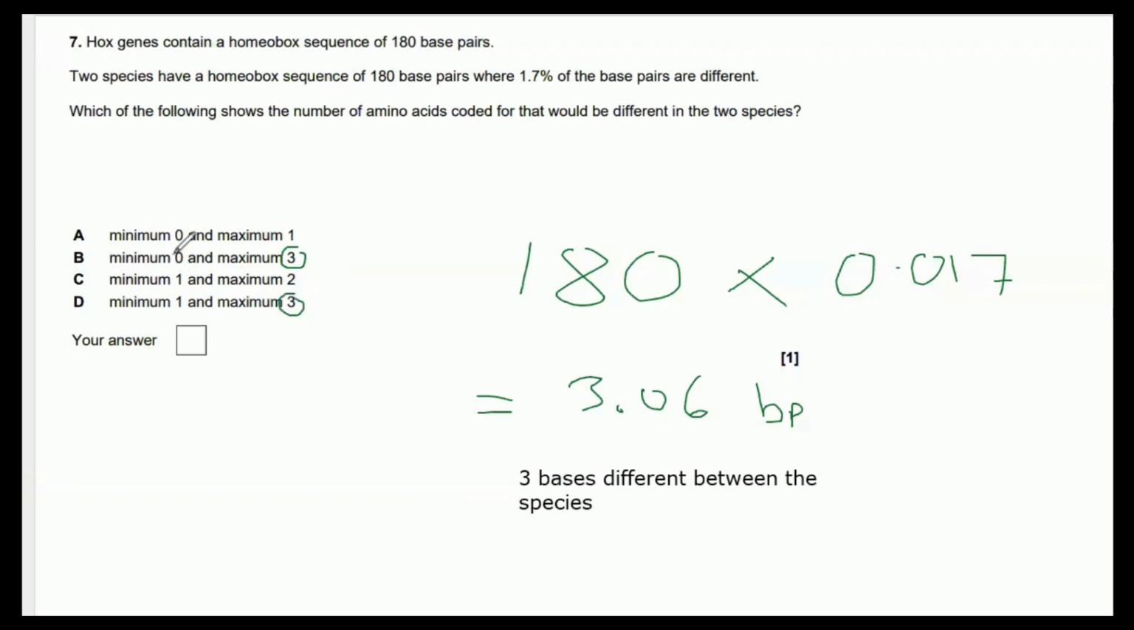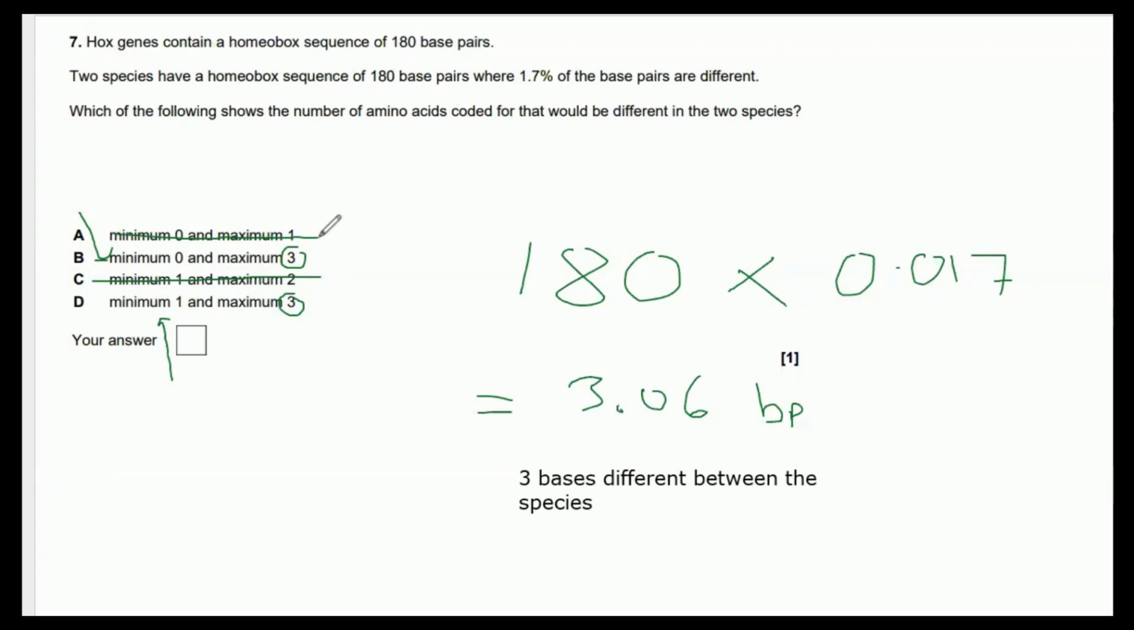But what's the minimum? Okay, so when we're looking at the minimum, I can get rid of this one here because we're changing 3 bases. So I must be able to have a maximum with 3 different bases out of the 180. If they're spread out, it's going to affect 3 different codons. Therefore, it could potentially code for 3 different amino acids. We're looking at substitution here, aren't we? If we look at B and D, which one's correct?